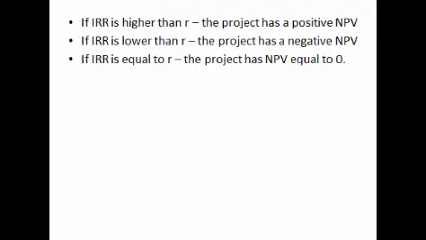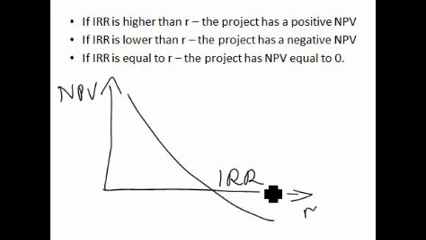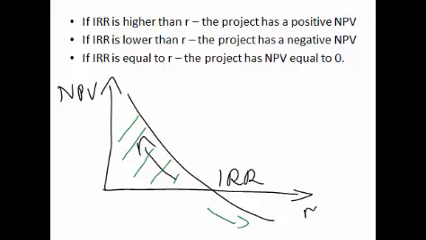The relations between internal rate of return, net present value and cost of capital can be presented on the following figure. If internal rate of return is higher than cost of capital, the project has a positive net present value. If internal rate of return is lower than cost of capital, then the project has negative net present value. If internal rate of return is equal to cost of capital, the project has net present value equal to 0.